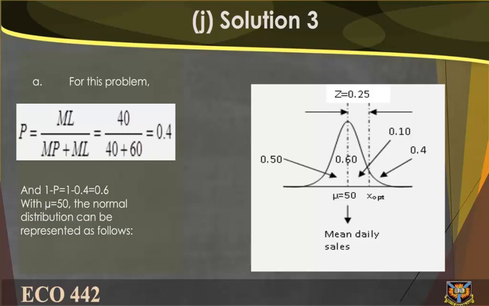J. Solution 3. A. For this problem, P equals ML over MP plus ML, equals 40 over 40 plus 60, equals 0.4. And 1 minus P equals 1 minus 0.4, equals 0.6. With the average or mean sales for the product equal to 50, the normal distribution can be presented as follows.